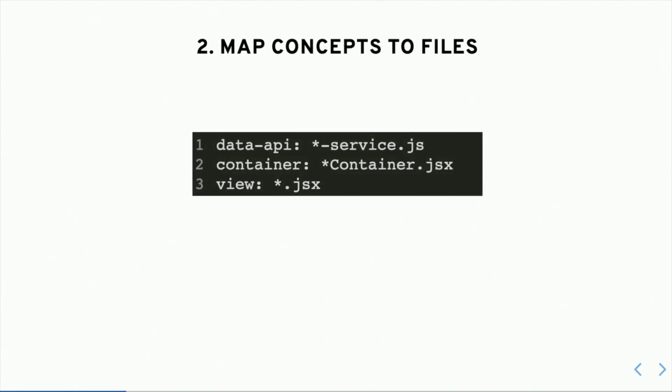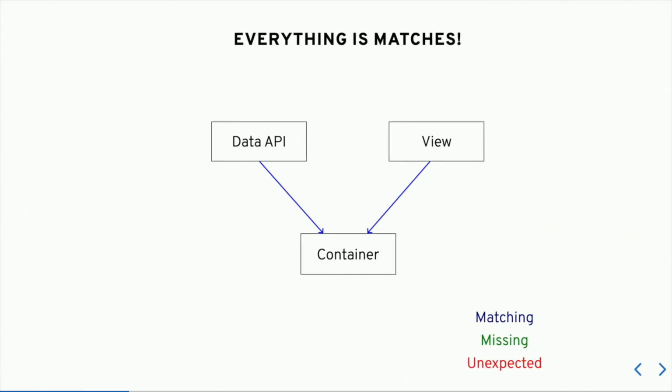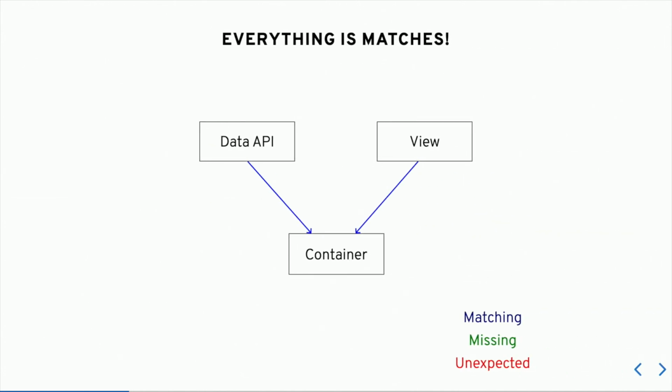So I made some regular expressions that associated each one of those files with a block in my concept model. And then I ran Madge, which is a tool we'll hear more about later. And because this was the start of the project, everything is as expected. There are only matching edges.